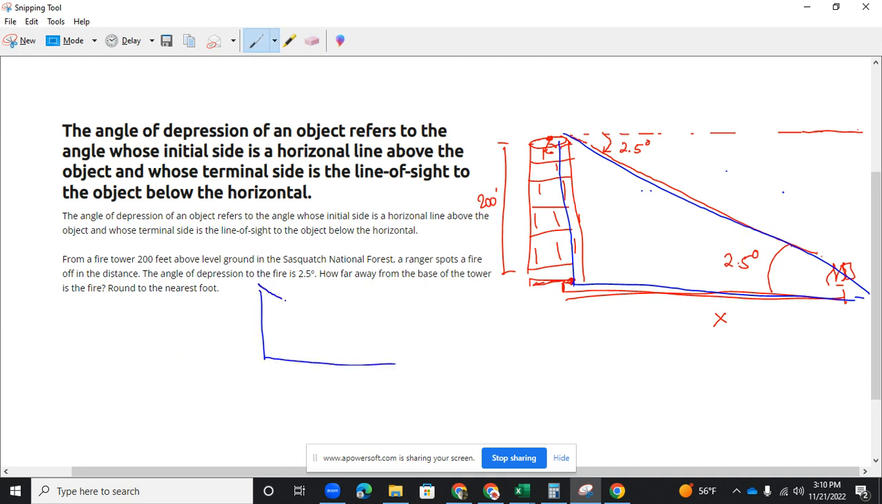Let me make a smaller version of that so it's easier to see. This is 2.5 degrees, this is 90 degrees, this is 200, and the unknown is x. So that's a simplified version. This is your reference angle. Therefore your x is going to be your adjacent side, and the 200 is going to be your opposite side, right? If you have opposite and adjacent, that means you can use tangent. So remember your SOHCAHTOA. I don't know how much you remember about these things.